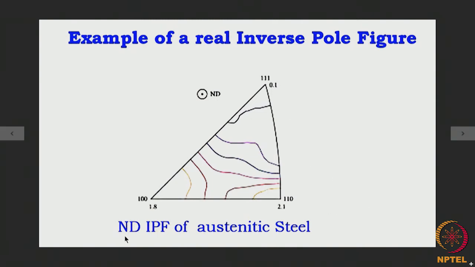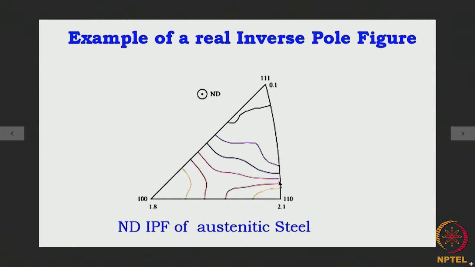So this is the normal direction inverse pole figure of an austenitic steel. Here the normal direction has been plotted, and these are all the contour lines with respect to the random material. So you can see how the normal directions of the different grains are arranged. You can see that here the intensity is 2.1 times random.